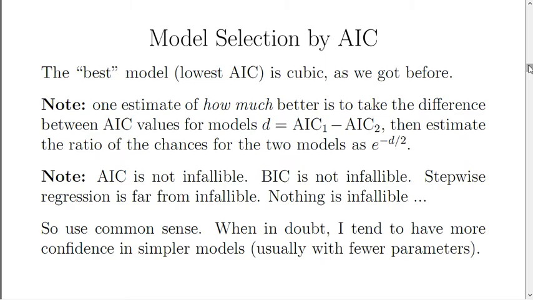Another thing to be aware of is AIC is not infallible. The Bayesian information criterion isn't infallible. Nothing's infallible. Stepwise regression is far from infallible. Something to be especially keenly aware of is information criteria like AIC are dependent on computing the likelihood of your model. The likelihood of your model, when you pump it through your computer software, it computes it based on the assumption that the noise is white noise.